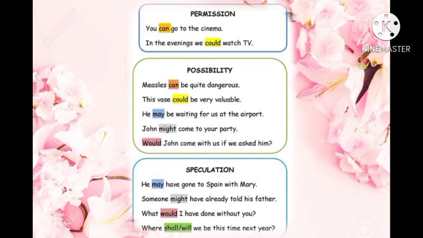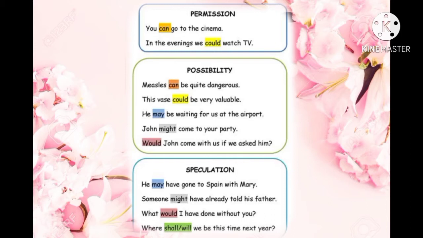He may be waiting for us at the airport. Again, not sure. Chances only. John might come to your party. Again, chances. Difference between may and might: again, it is similar to can and may. May is you are not very sure. Might means very less chances. You can say 25% chances, if it is there, you are using might, and if more than 50% chances are there, you are using may. It's a general explanation. Would John come with us if we asked him?